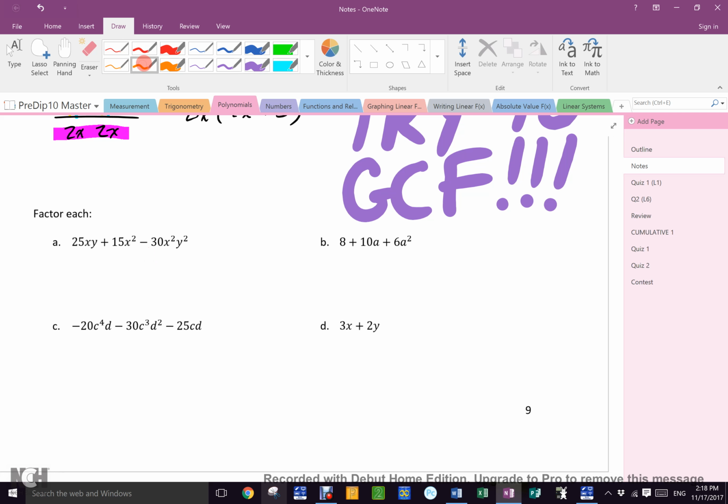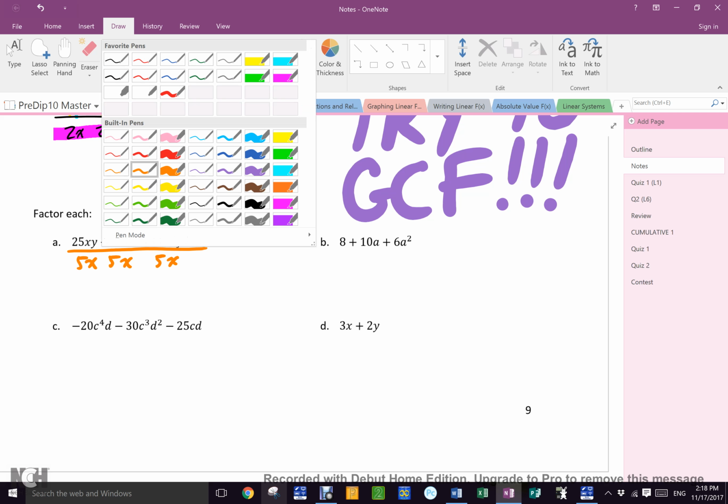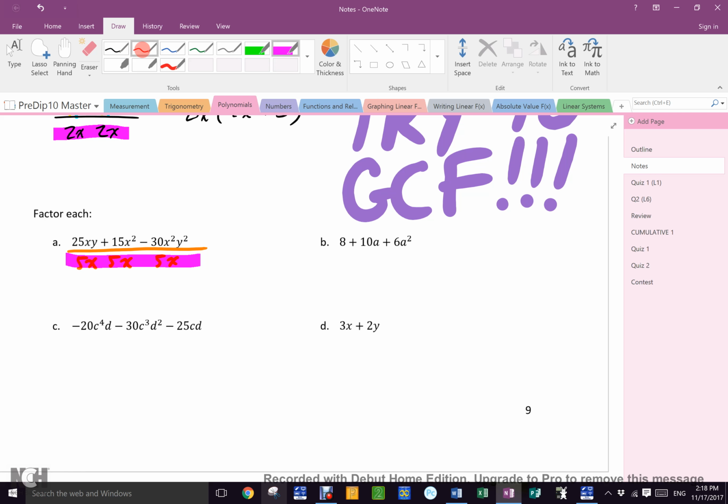What's the number? 5. What's the letters? Just x is in both, all 3. Anything else? No. So the GCF is 5x. So what goes out front? 5x. Then all the quotients go in the middle: 5y plus 3x minus 6xy squared.